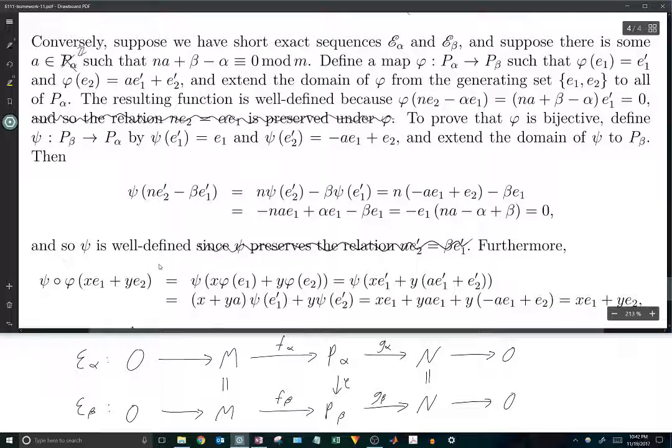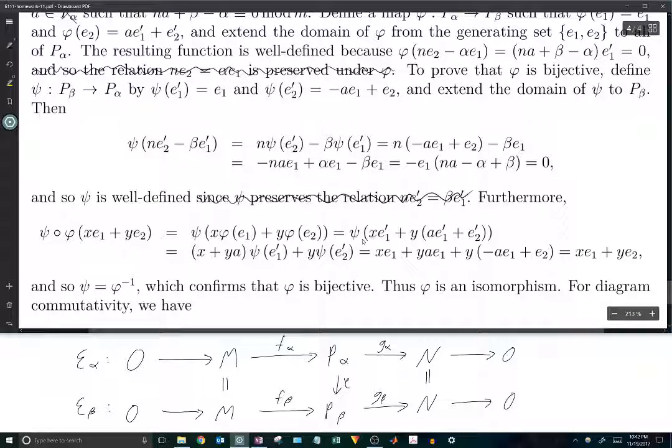Furthermore, what happens if you compose these two things? Psi of phi of this thing, well, we use linearity of phi, and phi is going to send e1 to e1 prime, and phi is going to send e2 to ae1 prime plus e2 prime, and then you bring the psi e1 prime terms together. Here we're using linearity, and here we're using linearity.